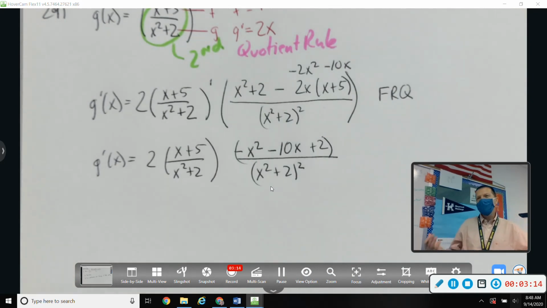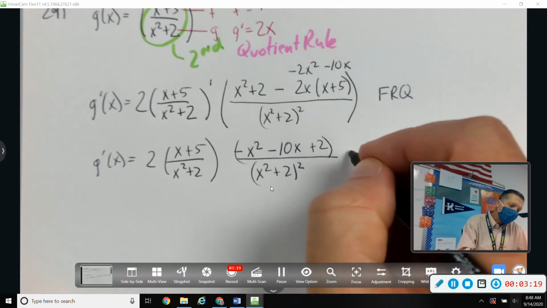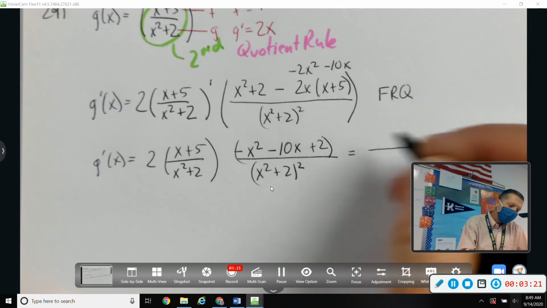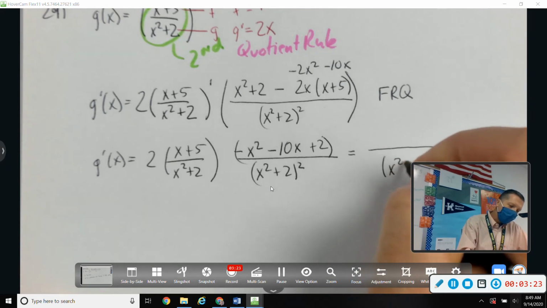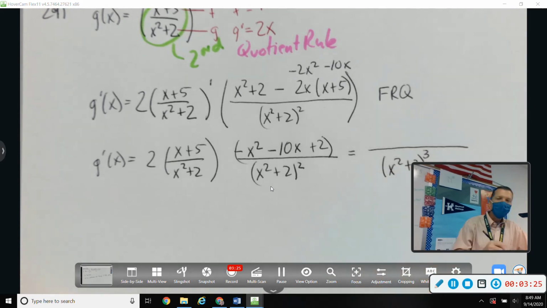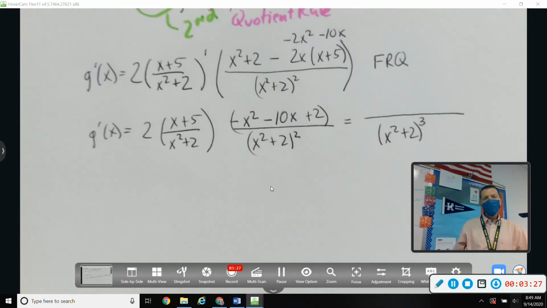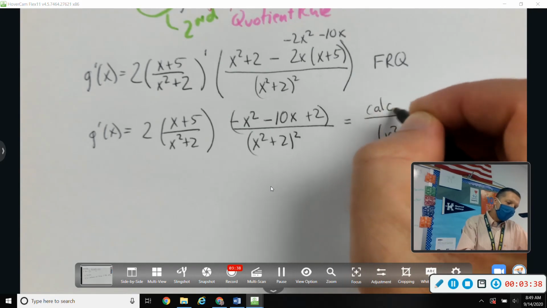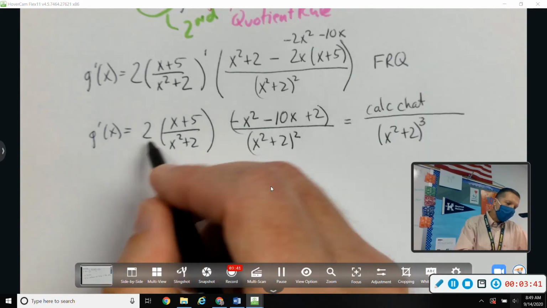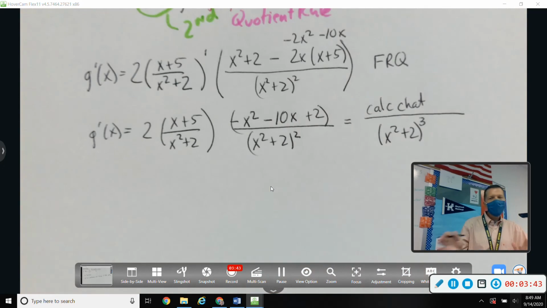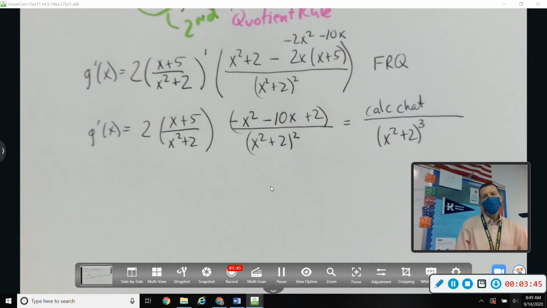It's like, how far do you want to take this thing? I don't really want to take it any further. My guess is the book would multiply out the top and then would have x squared plus 2 cubed in the bottom. I just don't want to mess with that. Fair enough. So again, CalcChat's going to distribute 2x plus 10 to everybody, collect all the like terms, but that's a little bit overkill.